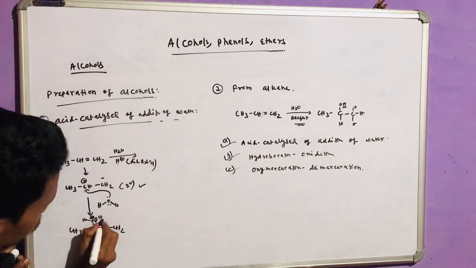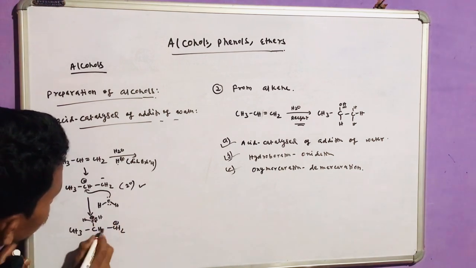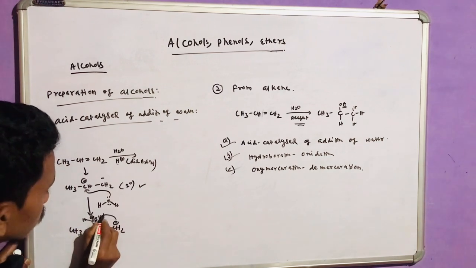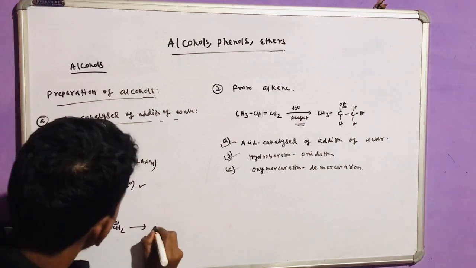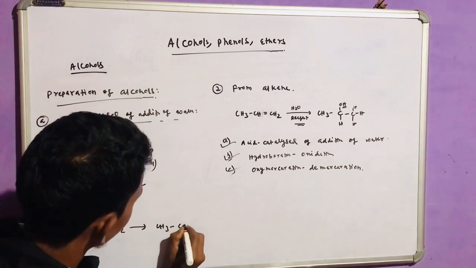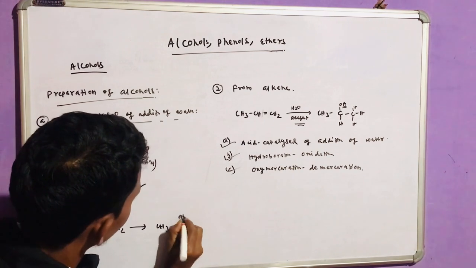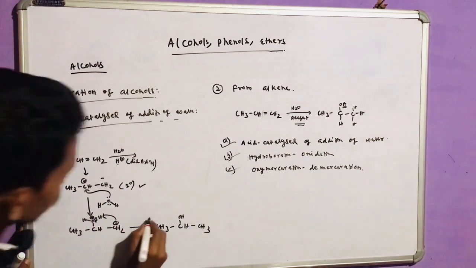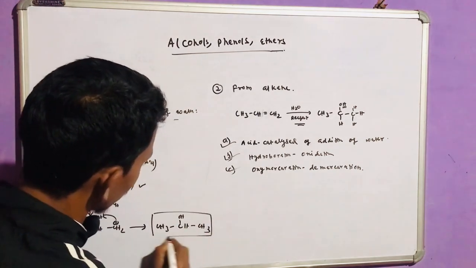Then this is minus and this H plus is there, so the negative charge is attached to this. So what happened is CH3 CH OH CH3. Okay, so this is the final product.